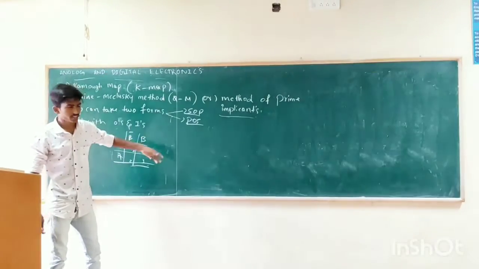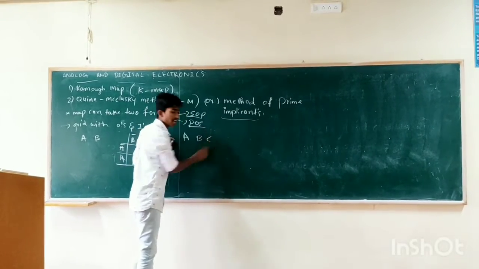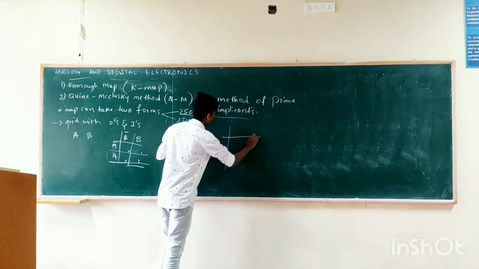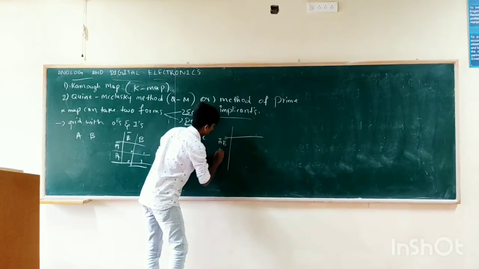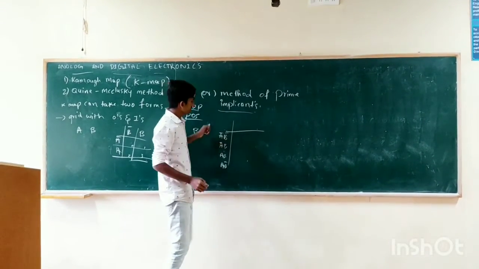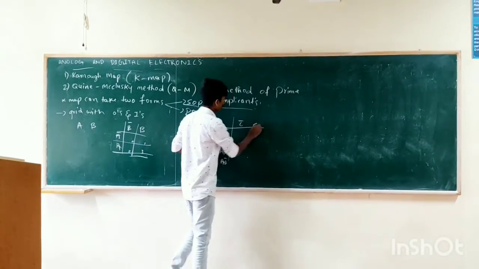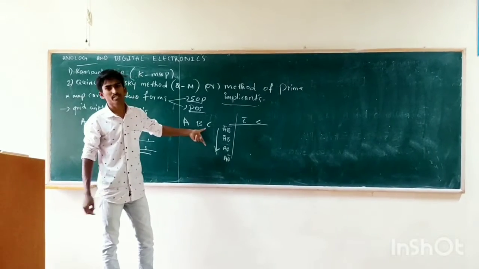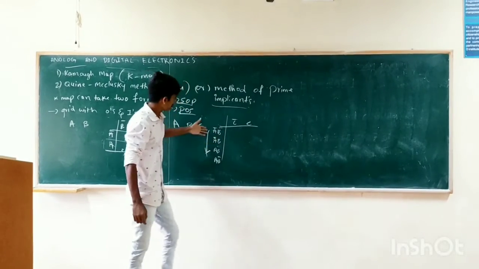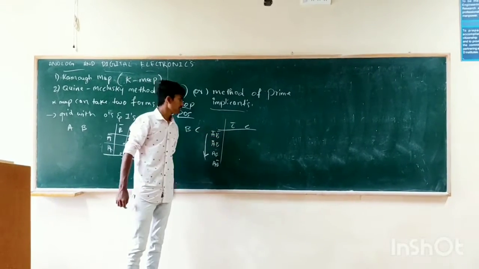Now, a Boolean expression having 3 variables. How can we write the K-map for 3 variables? For example, take A, B, C as the 3 variables. We can write the K-map like this: A bar B bar, A bar B, A B, and A B bar vertically. These are the fundamental products, and horizontally C bar, C. Fundamental products are nothing but minterms.